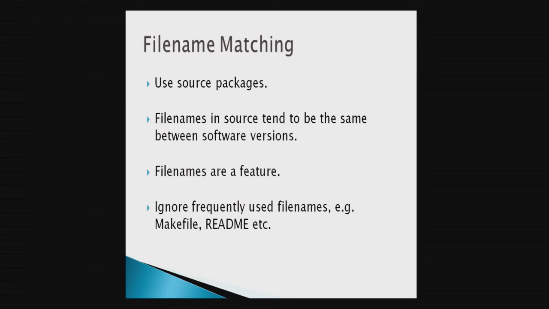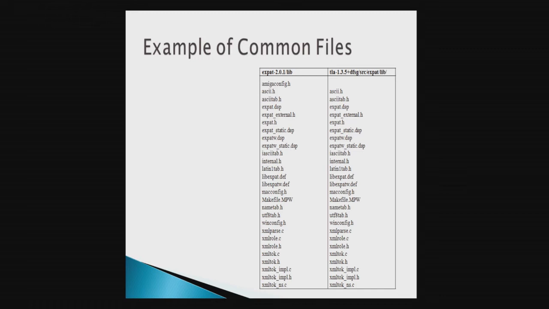So effectively what I'm saying is file names in a source tree are a feature that we can use to identify a particular software. We should ignore frequently used file names, things like makefile, readme. These are in almost every package, and they don't really add any discriminative power to the system. So I don't know if you can read this. It's just two packages: expat, which is an XML parsing library and is commonly embedded in lots of software, and another package on the right, which is TLA. We see that within these two particular packages, a lot of file names are shared. And those file names come from the expat library.